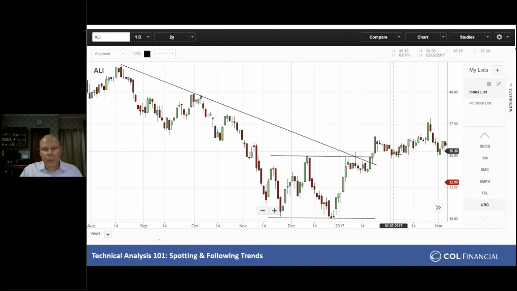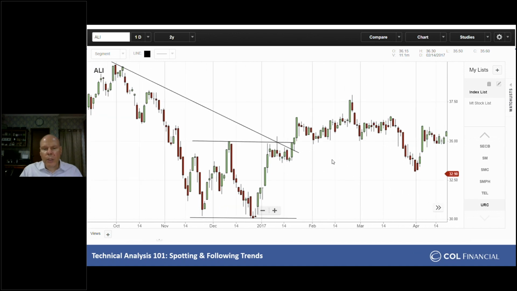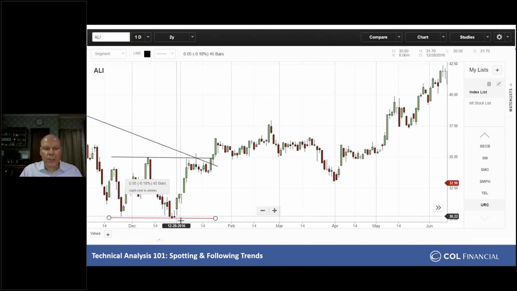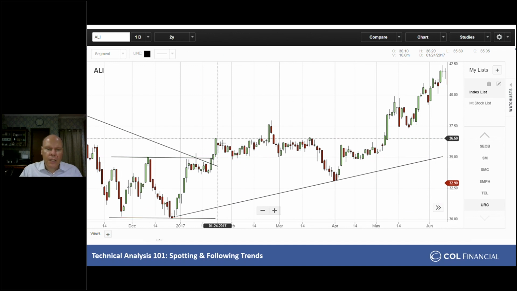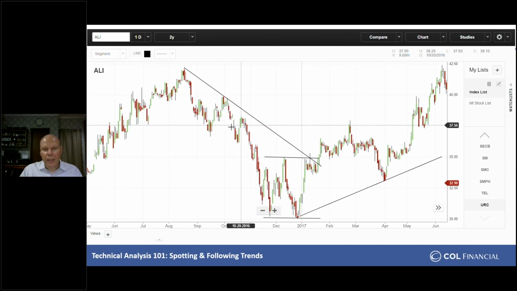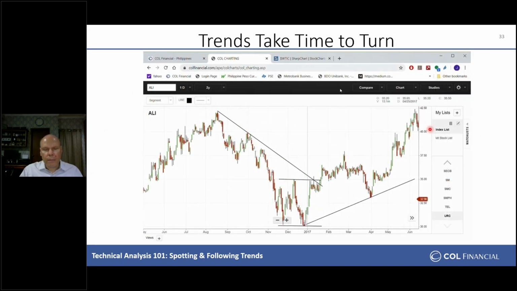I'll just draw this sideways range. You can see how prices stopped here for a while, and eventually prices ruptured through the downtrend line, changing its trend and changing this sideways trend to an uptrend. And now I have something more meaningful to be able to establish. So again, it takes time to turn trends around.